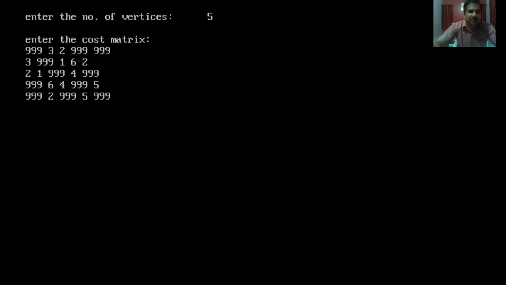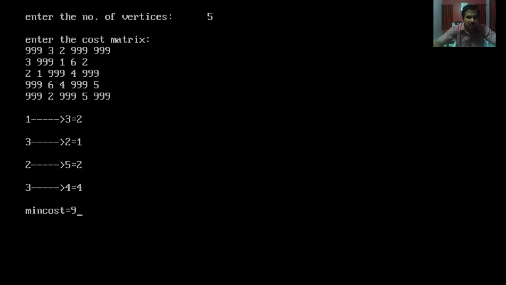So when I provide this undirected graph, obviously I should get this minimum cost spanning tree. I've inputted the same graph which I used for tracing. So the first edge is going to be 1 3, because I'm considering the first vertex as selected. Then it will be 3 2, then 2 5, and finally 3 4, and finally the minimum cost will be 9. You can see 1 3, 3 2, 2 5, and finally 3 4, and finally the cost of this is going to be 9.